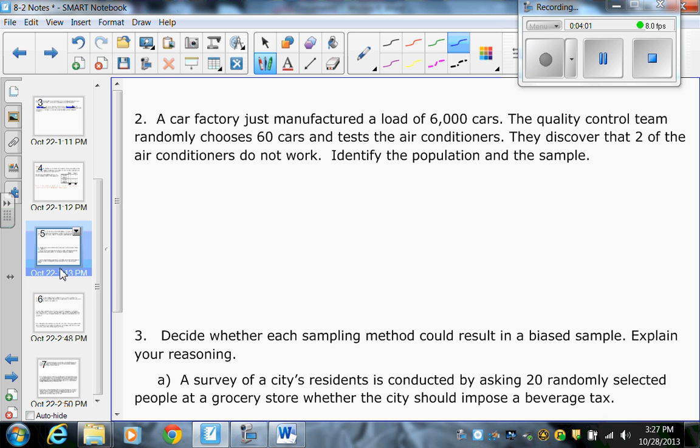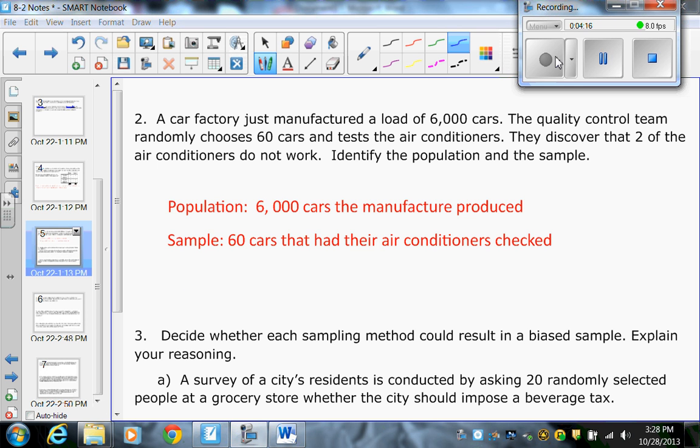Example 2 says a car factory just manufactured a load of 6,000 cars. The quality control team randomly chooses 60 cars and tests the air conditioners. They discover that 2 of the air conditioners do not work. Identify the population and the sample. So our population would be the 6,000 cars that the manufacturer produced. And then the sample would be the 60 cars that had their air conditioners checked.